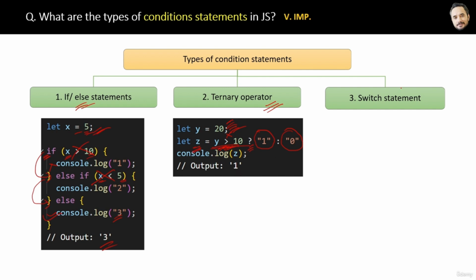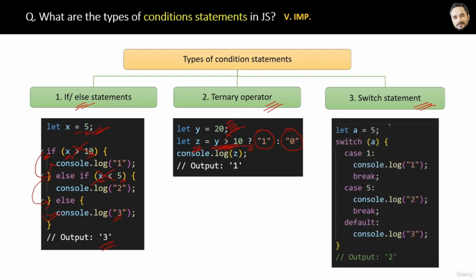Then the third type of condition is the switch statement. Here you can see we have a variable a equal to 5. Now inside the switch statement, we will accept the variable a like this and check it case by case. If a is equal to 1, which it is not, right? Therefore, it will not execute this case code. Then the next case is true because a is equal to 5. Therefore, execution will go inside this case and print 2 on the console.